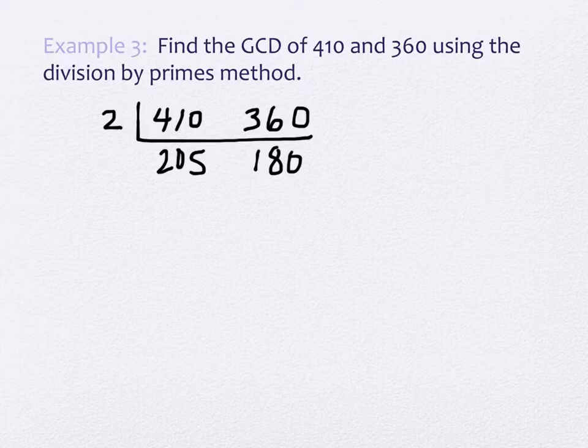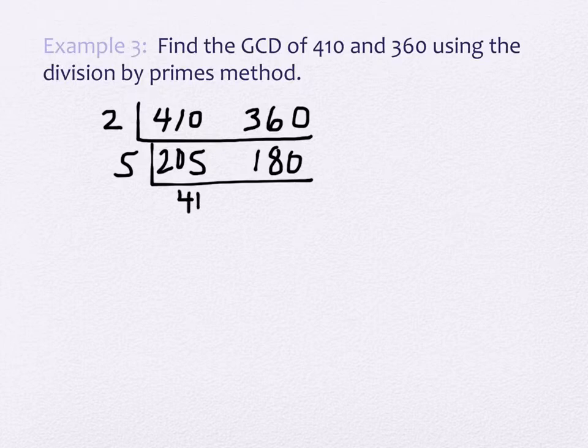Are they divisible both by 3? No, 205 doesn't work. The next prime would be 5. Are they both divisible by 5? Yes, they are. So now we're going to divide by 5. So what's 205 divided by 5? 41. And what's 180 divided by 5? 36. All right, 41 and 36.